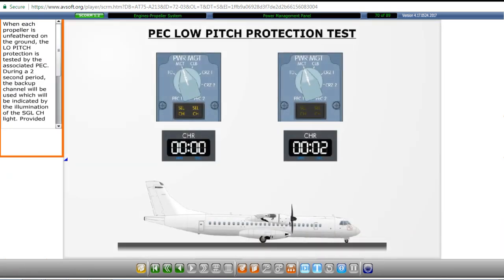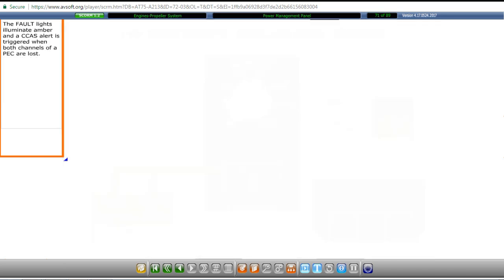When each propeller is unfeathered on the ground, the low pitch protection is tested by the associated PEC. During a 2-second period, the backup channel will be used, which will be indicated by the illumination of the single channel light. Provided the system is operating normally, the light will extinguish, indicating that the backup channel is functional.